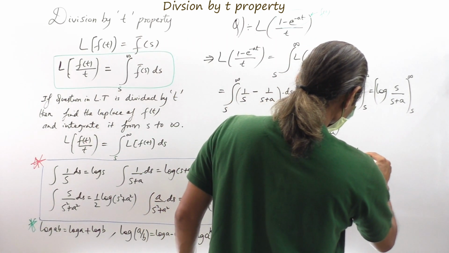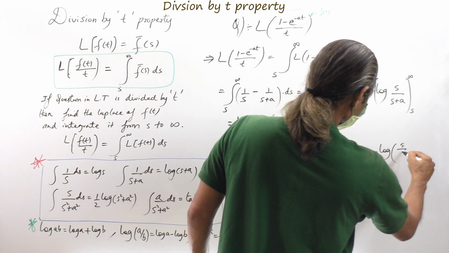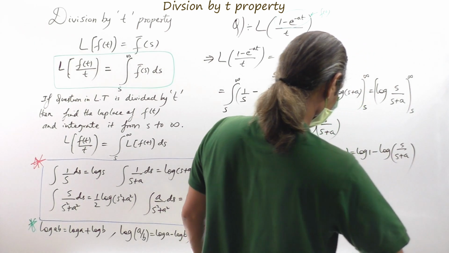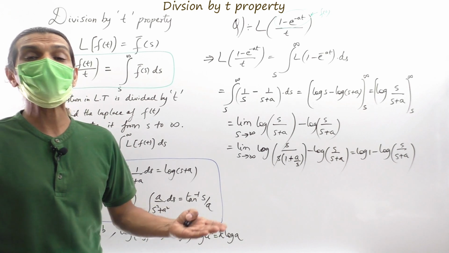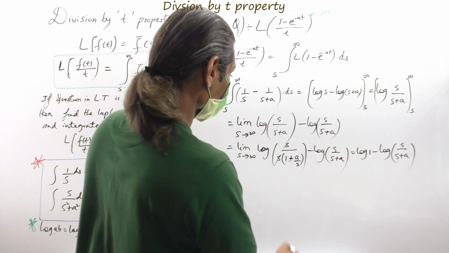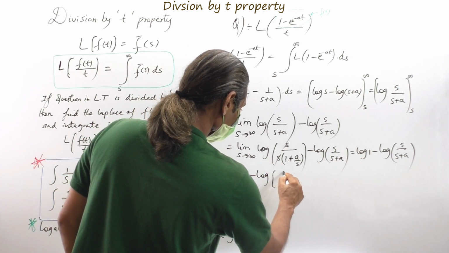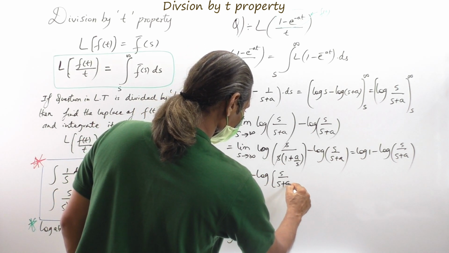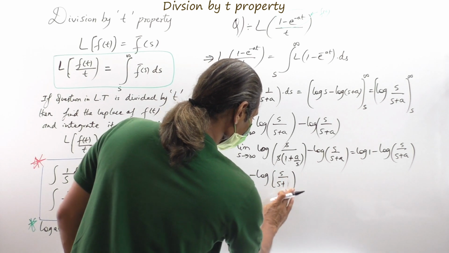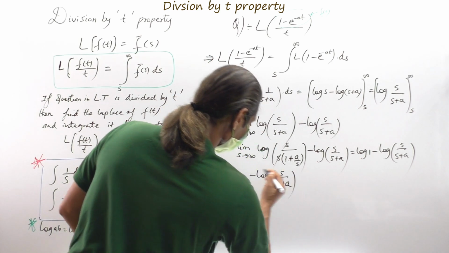So, this will be log 1 minus log of s by s plus a. What is log 1? Log 1 value is 0. Log 1 is always 0. So, this will be 0 minus this thing. So, minus log of s by s plus a. So, that means I get minus log of s by s plus a.